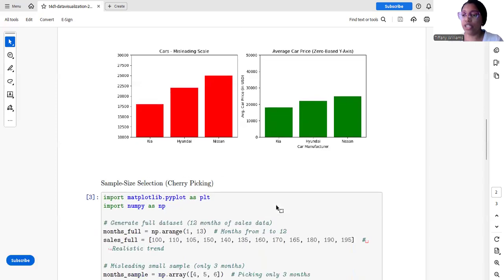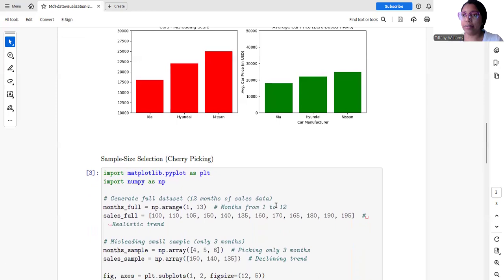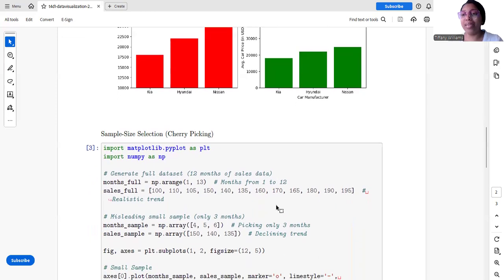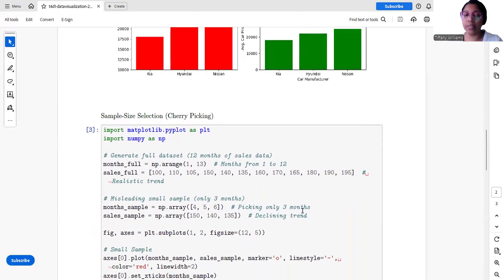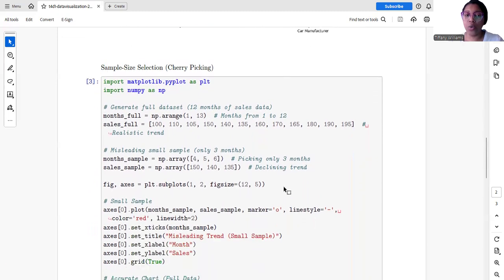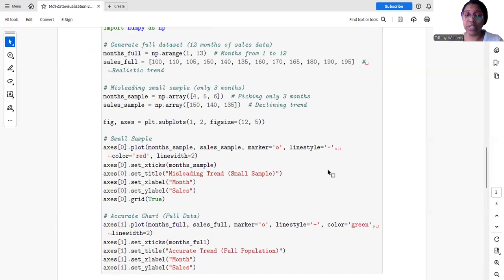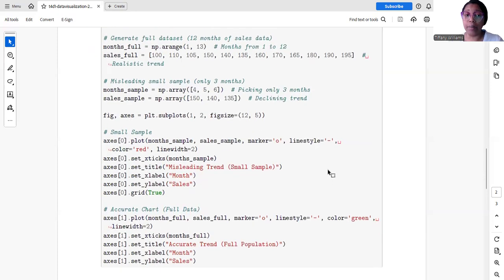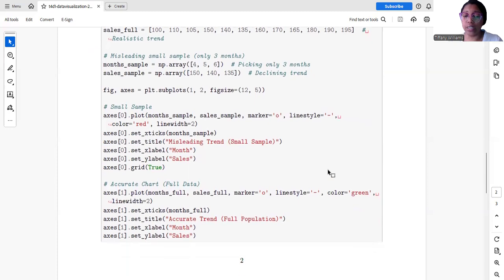Another area that we should consider in ethics is cherry picking, or picking data that will support a narrative rather than telling a full story. So here we'll look at sales data for 12 months, and we'll look at the effects of picking only 3 months of that data compared to looking at the entire 12 months of data. We'll use a line graph here to see the difference.